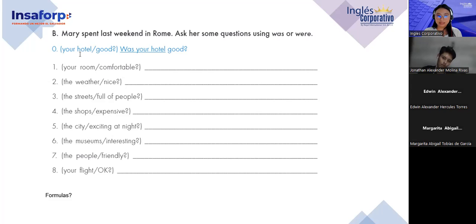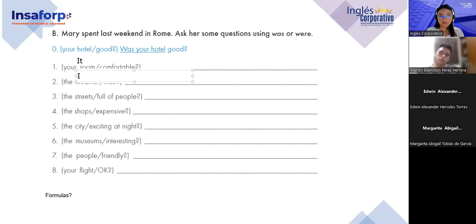Reemplacemos por pronombres. Your room. What is the correct pronoun? ¿Qué pronombre ocuparían? En lugar de decir your room, how can I express the same idea by using a pronoun? The weather. ¿Qué pronombre ocuparían? I, you, he, she, it. Exactly. It's a condition. We're going to use it.